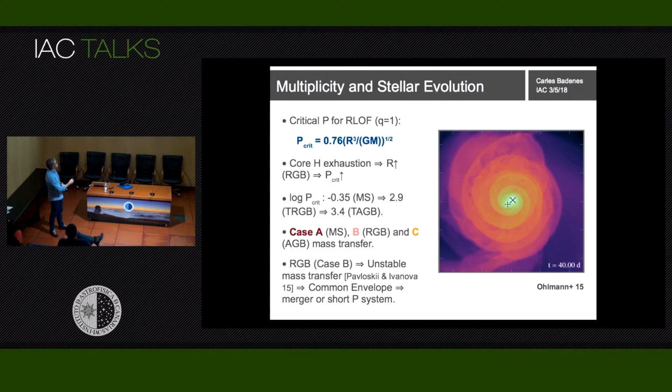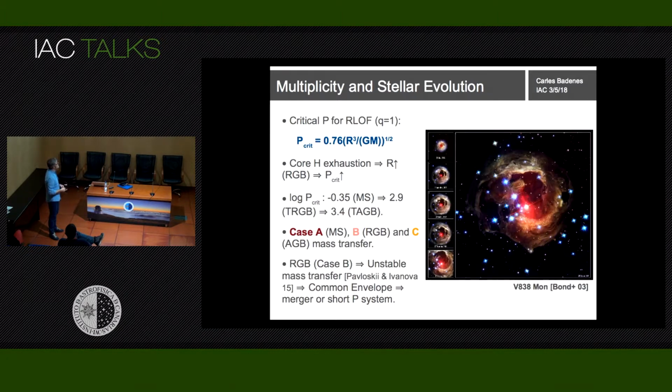We know there is a possibility of losing a lot of angular momentum in an episode like this, and that would make the orbit shrink. But this is not something that we understand from first principles. We think there may be observational counterparts to this common envelope phase, and this image that many of you may have seen, V838 Mon from the Hubble Space Telescope, may be an observational counterpart of one of these common envelope episodes.